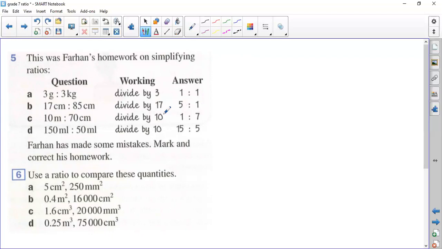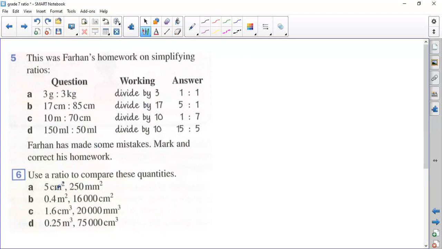Okay, but there is a mistake in these ratios that you have to correct in your notebooks. So what is this mistake? Gram and kilogram, the units are not the same, so you have to correct them. And again, you will use the ratio to compare the quantities.